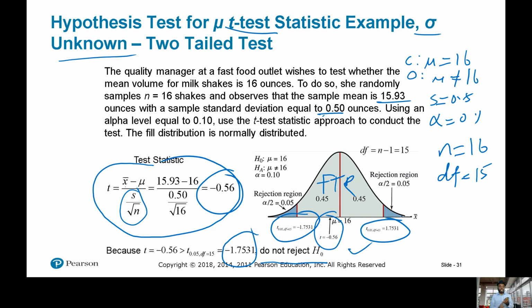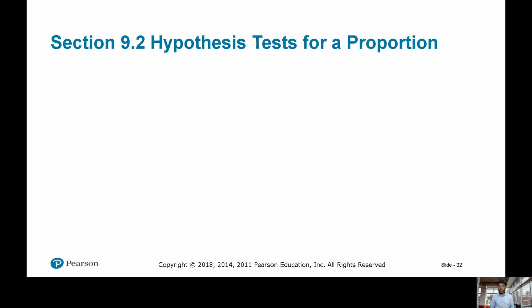So if you're rejecting the null hypothesis, we state that there is enough evidence to support the claim that, and then you state what the claim is. If you fail to reject the null hypothesis, then you're going to express your interpretation this way: there is not enough evidence to support the claim that, and you state what the claim is. Good. So let's move on to the next section.